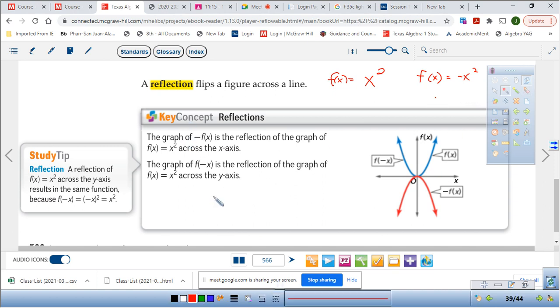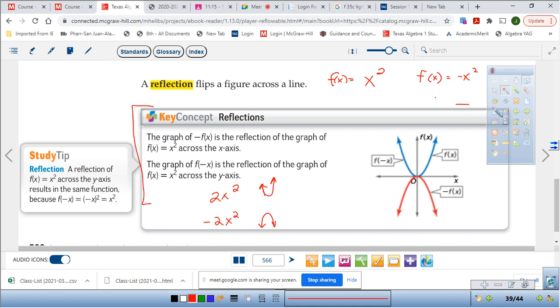So real quick, you can have 2x squared. This one goes up. Okay? If I have a negative 2x squared, this one goes down. Now, this one opens up. This one opens down. Do here, guys. Copy this down real quick.